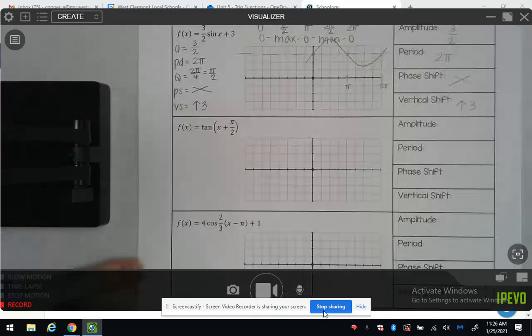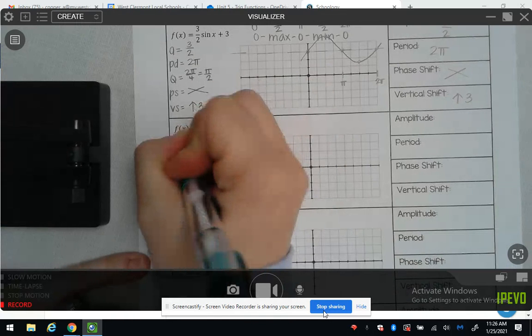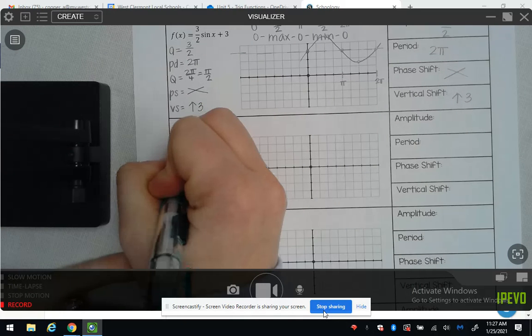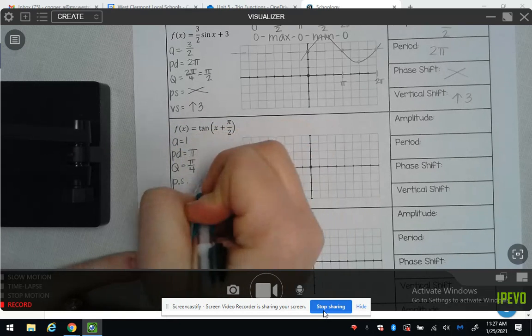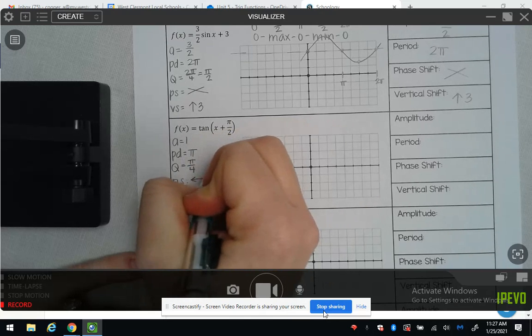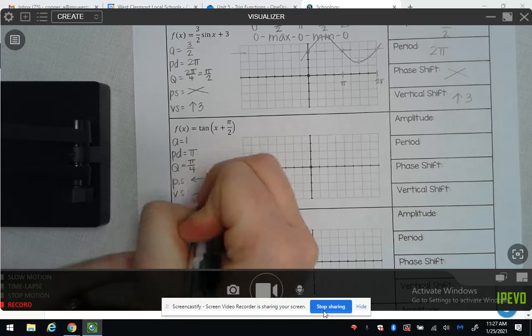The second one is tangent. My amplitude is 1. My period is pi over b, so in this case it's pi. My quad is pi over 4. Phase shift: now it's positive pi over 2, so it means it's going to go left pi over 2. And I do not have a vertical shift.